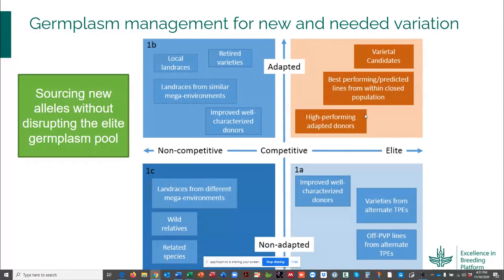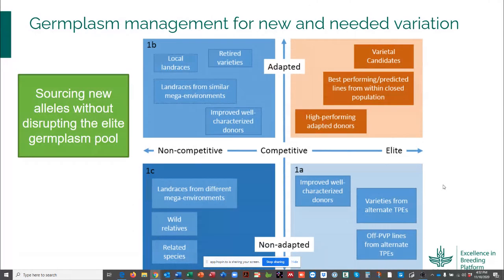We can start to try and look for traits in materials that are just outside of our target population environment. So other varieties, whether they're improved materials already, all the way back to wild relatives and landraces. Now, obviously, those materials require a different strategy. They require a different exploration and deployment strategy if we're thinking of dealing with that germplasm as a donor.